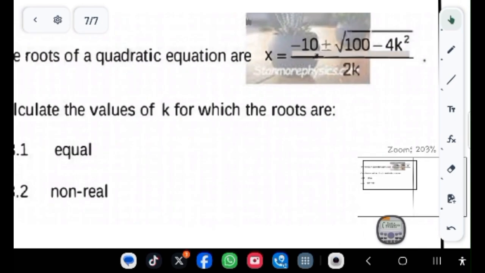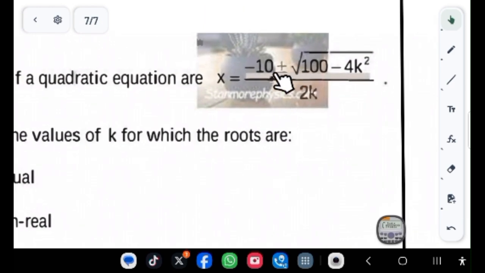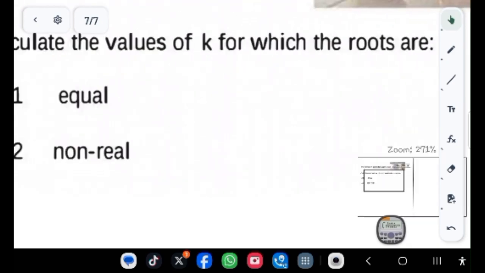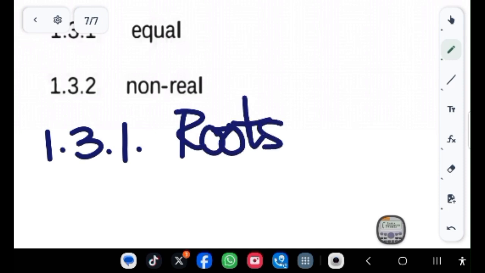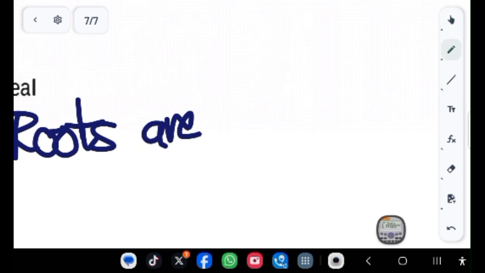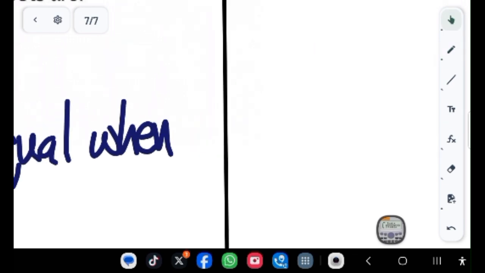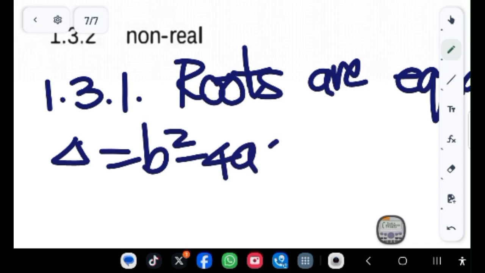Now the last question goes: the roots of a quadratic equation are x equals minus 10 plus or minus the square root of 100 minus 4k squared, all over 2k. Calculate the values of k for which the roots are equal. Now, according to the nature of roots, roots are equal when delta, which equals b squared minus 4ac, is 0.